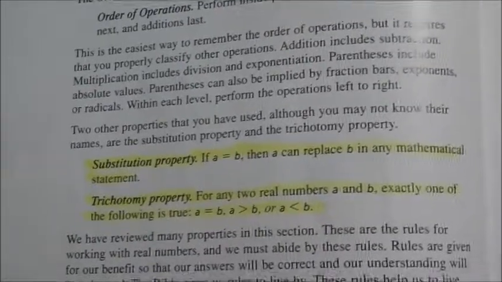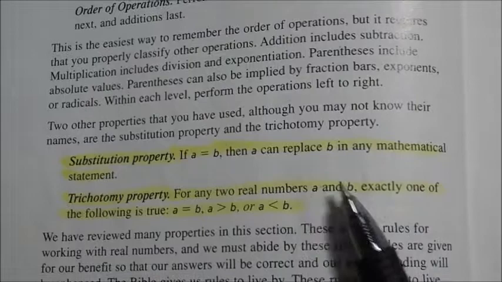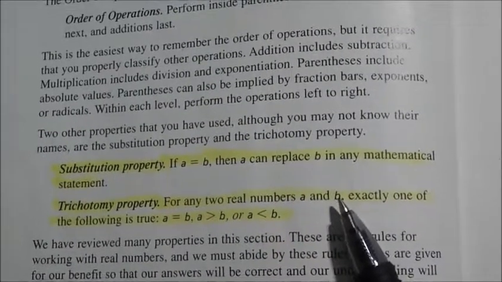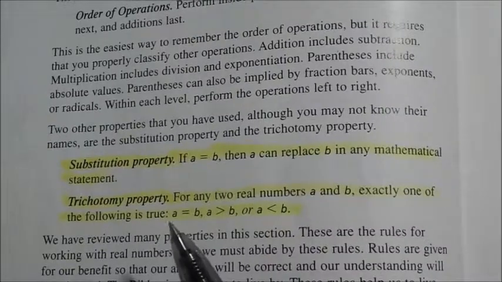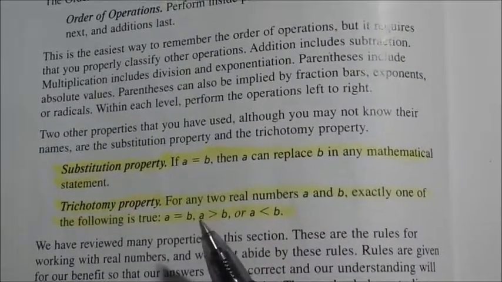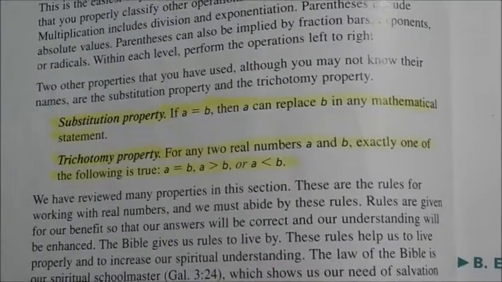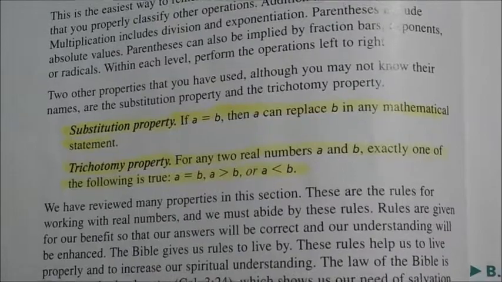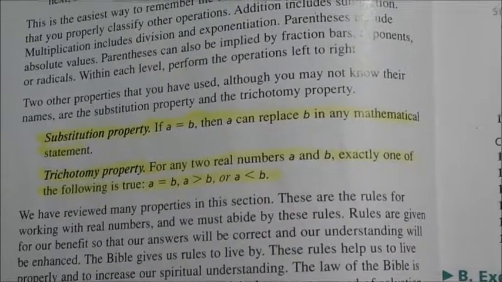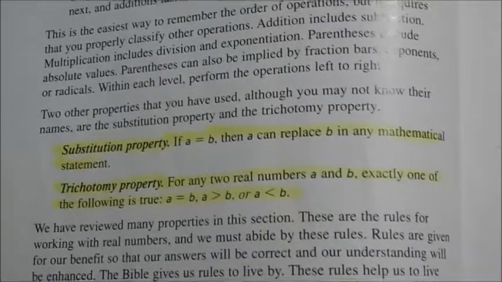The trichotomy property: if you have any two numbers, say 7 and 10, exactly one of the following is true. Either 7 equals 10, 7 is greater than 10, or 7 is less than 10. Pick any two numbers that you want, and one of those would have to be true. That's just what happens when you're comparing things. They could be equal. If they're not equal, one is bigger than the other.